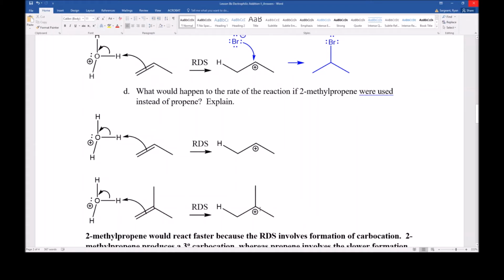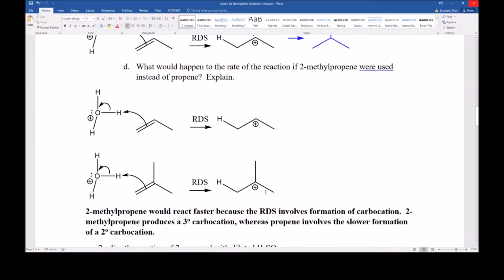2-methylpropene is going to produce a tertiary carbocation, whereas regular old propene will just produce a secondary carbocation. And so this tertiary carbocation right here is more stable and therefore will form faster. So what would happen to the rate? Well, 2-methylpropene would react faster because the rate determining step involves the formation of a carbocation.